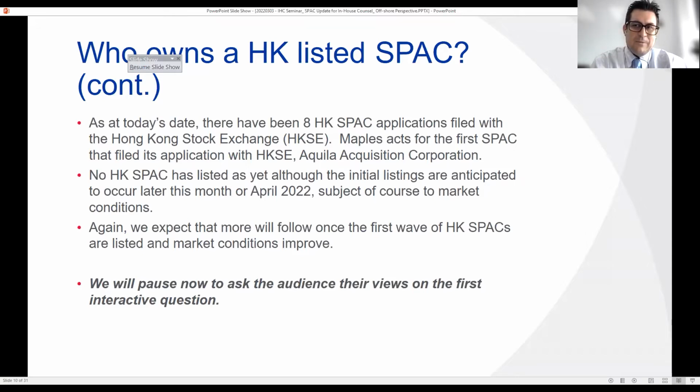So we were aware that a number of other SPACs have followed what has been done on that deal. No Hong Kong SPAC has listed as yet. A number was scheduled to list this month and next. But again, this is all subject to market conditions. So once market conditions improve, then we expect that the first listings will occur. We're also aware of a number of Hong Kong SPACs which have not filed their application for the exchange, but we expect that will occur in the coming weeks. So this is going to be a very good and very interesting area of capital markets in Hong Kong, and it's great to see.